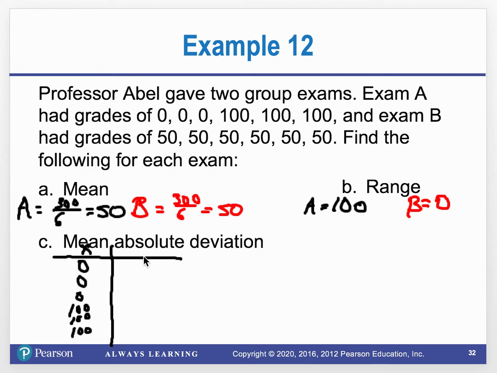Okay, and over here, I take every one of these scores and I subtract the mean from it. 0 minus 50, 0 minus 50, 0 minus 50. So, no, that's not what we have, is it? Sorry.